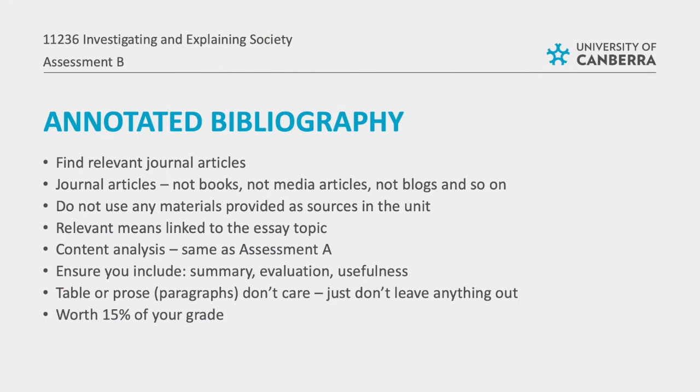So what are you actually asked to do in Assessment B? Well, it's an annotated bibliography, so you have to find relevant journal articles. So these are journal articles that are relevant for the essay question we just looked at. And I'm asking you to look for journal articles, not books and so on, because I need to see that you can do research into journal articles that are peer-reviewed. It's a skill set that you have to have for the whole of your university, so it's an important skill to build and to demonstrate.